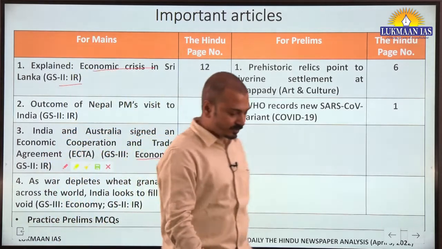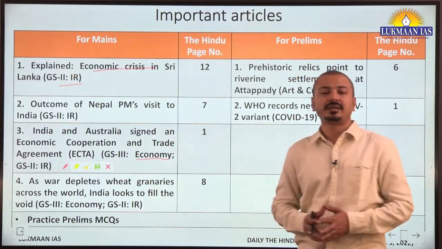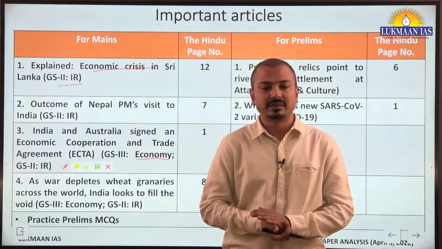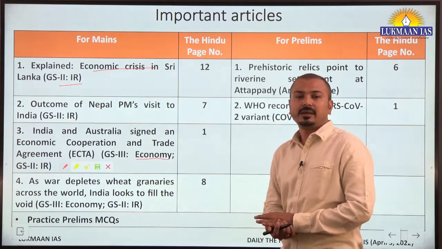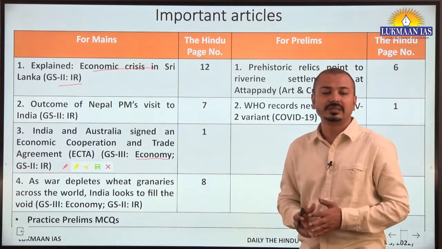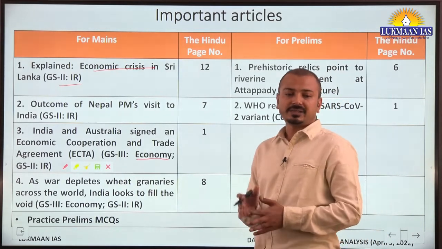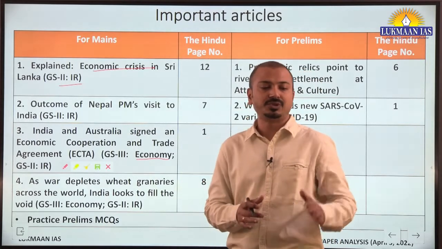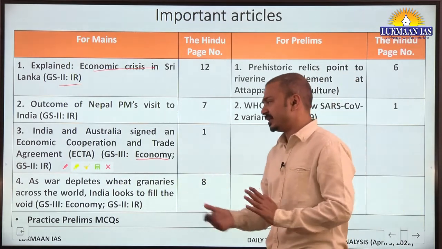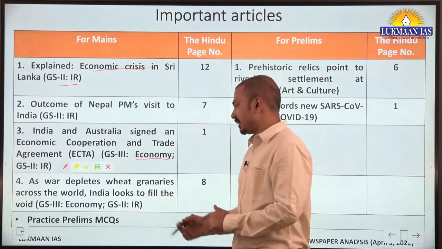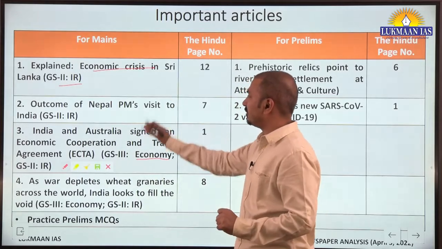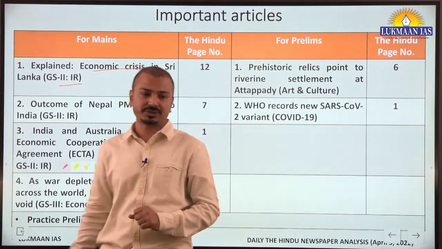Then, as war depletes wheat granaries across the world, India looks to fill the void. Basically, 25% of the world's wheat exports are from Russia and Ukraine, which are at present at war, and that's why exports from these countries have fallen significantly. Now India is looking at this opportunity to fill the gap and export wheat to countries which were earlier dependent on Ukraine and Russia. For example, Egypt and Indonesia are mentioned in this article. So it is important for GS3 economy and GS2 IR. You can see major developments are related to economy and IR section.